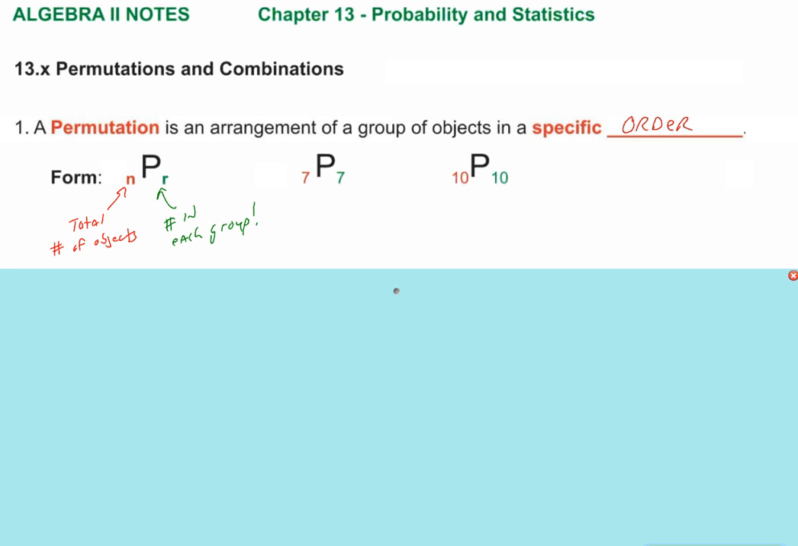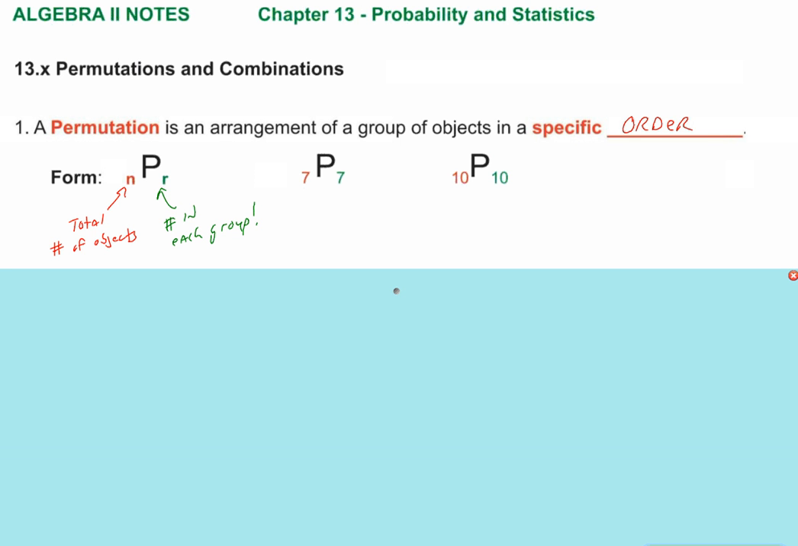So the first example here, we have 7 total objects, and we're going to use all 7 in the group. So how many different groups can we make where the order matters? You can think about it. You got 1 through 7. Just switch the last 2, you have a whole second group, right? Switch the last 3, you got another group, and then 4, and all those different groups you can make with different orders.